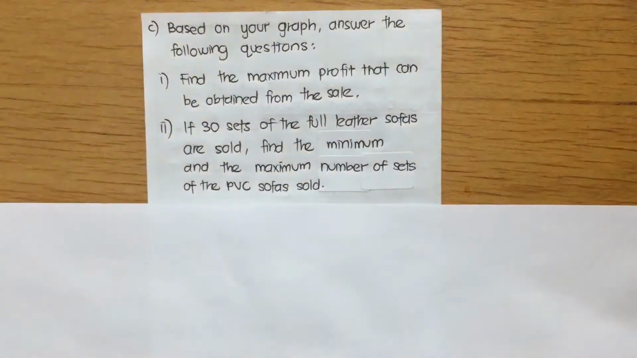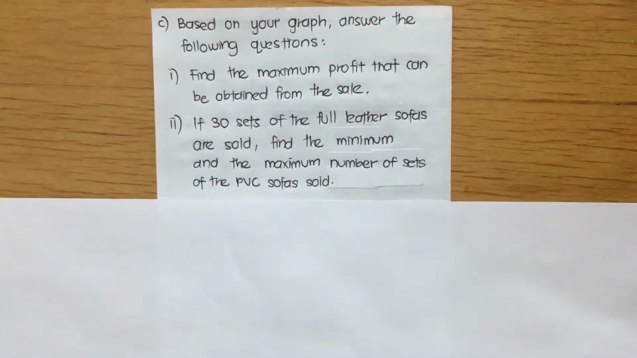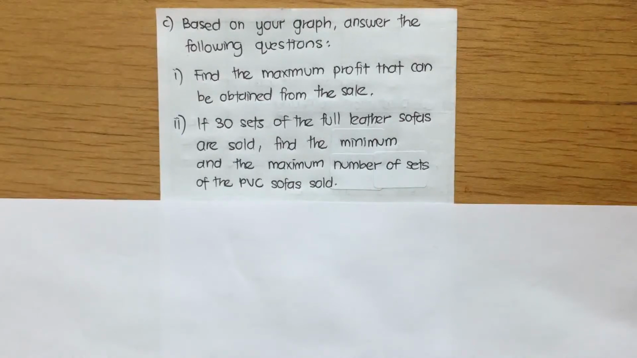For question part C, based on your graph, answer the following questions. Find the maximum profit that can be obtained from the sale. If 30 sets of the full leather sofas are sold, find the minimum and the maximum number of sets of the PVC sofas sold. Okay, by the end of reading this question, you'll be like, oh my god, how am I going to answer this question? The question is so long.